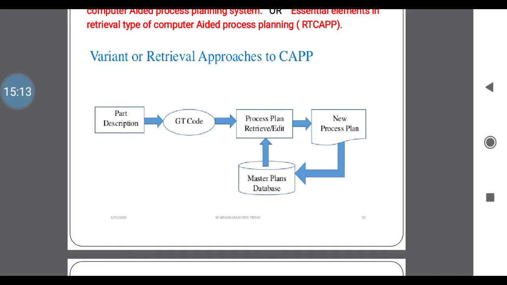New process plan is used once it has failed, you go for a new process plan. Again from here you select the new process plan, that is a master plan, that is the database. First you store a number of plans in the database and select any one of those plans for your process. Once you need a new one, again select a new plan from the database system.